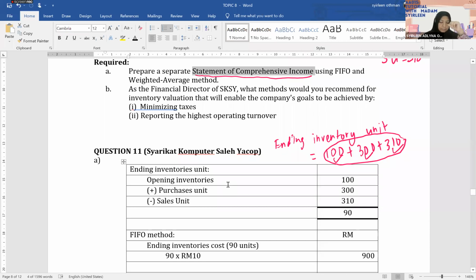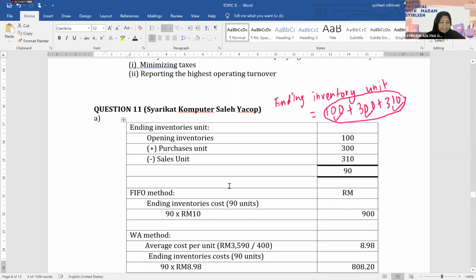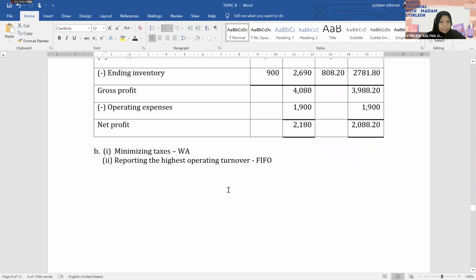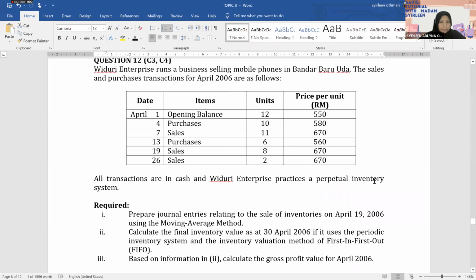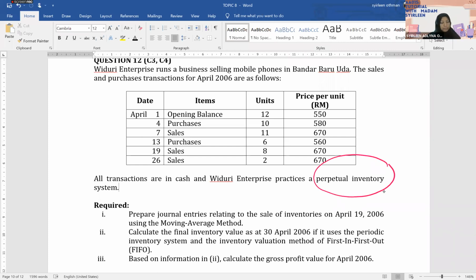Okay, this is what you call kebat kan. Dekat sekolah kan selalu kebat, tak tahu apa kebat. Inilah kebat dia. Okay, so kita guna perpetual. Okay, alright. So kita nak kira dulu dia punya inventory, before I can journalize. Okay, sekarang ni dia suruh kira moving average method. Okay, memang soalan minta journal.